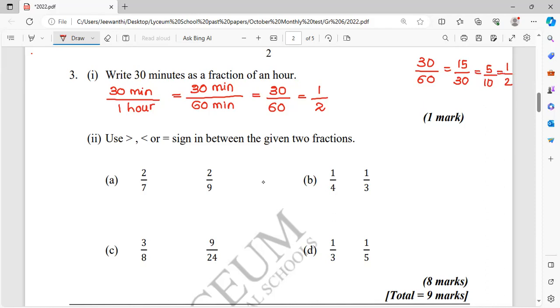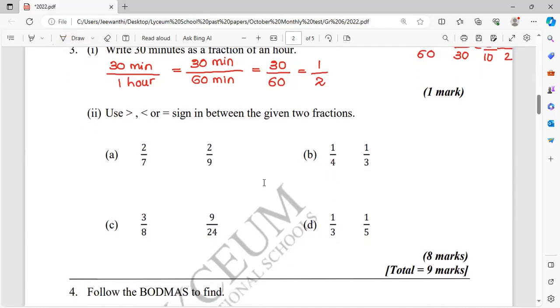If you can't get the simplified version at once, it doesn't matter. But the problem here is that it is a 1 mark question, so there's no point spending time to do all the steps like that. If you practice these kinds of questions at home, then in the exam you will know how to simplify them quickly and easily. Then we will move to the next question, that is the fraction comparison. Here I will take time to explain this, so I will move to my whiteboard and explain how we can compare the fractions.